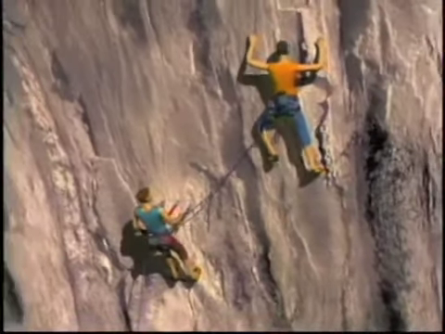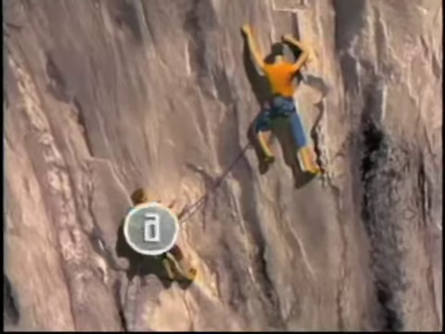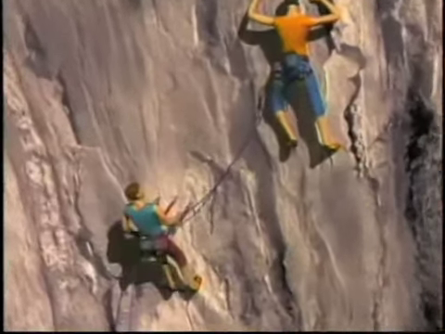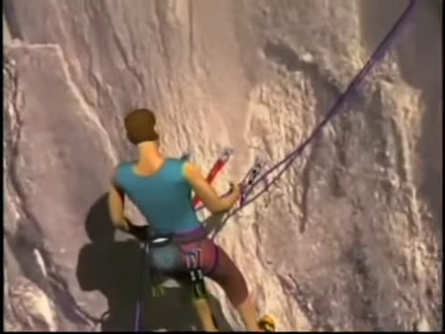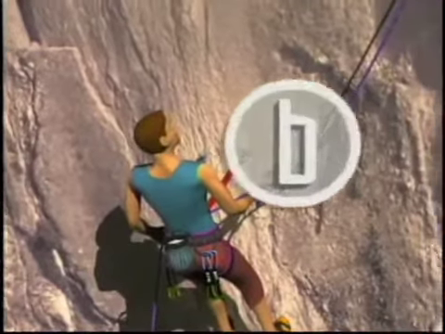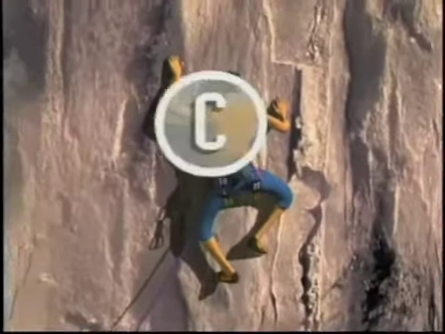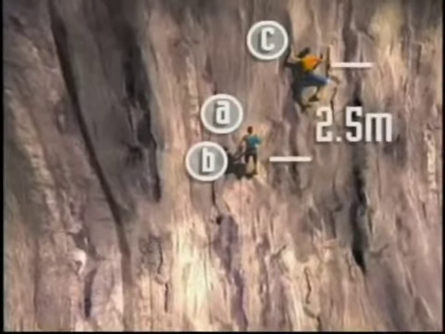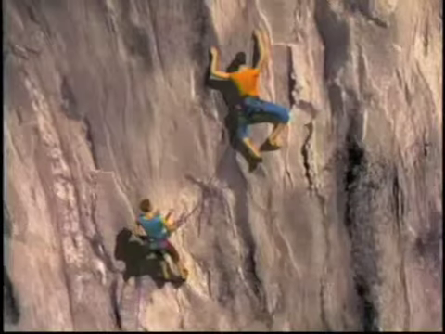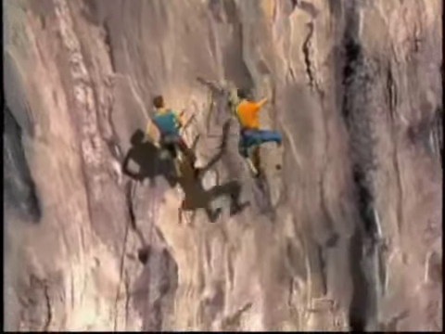In this second case, the belayer is still at point A. But this time the runner, point B, is located at the level of the belayer. The climber progresses up the route to point C, situated 2.5 meters above the anchor point and the belayer. The climber falls.